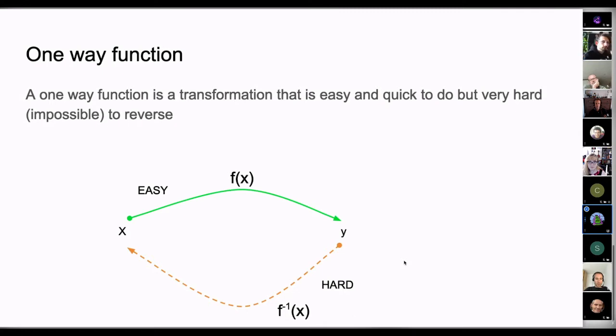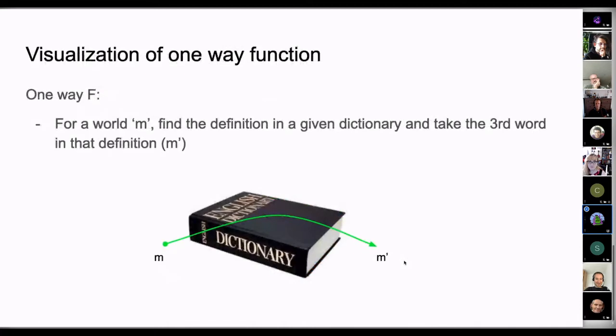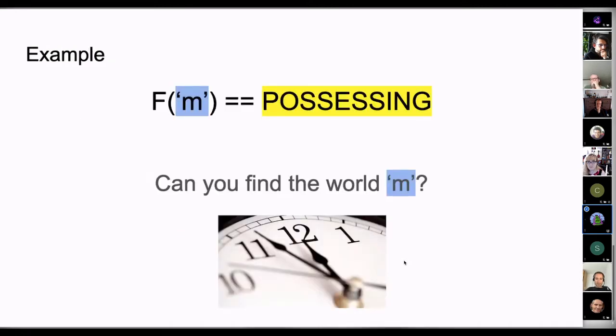Sorry, there is some math here, and I promised we wouldn't do math. So I can explain it simply. Let's say that we don't have the key. The key is a word, okay? And this is my one-way transformation. For a word M, you take the definition of that word in this dictionary. Now you read the definition and you take the third word of that definition. We have now a new word. So we have a transformation from an old word to a new word. And you will see that it's irreversible.